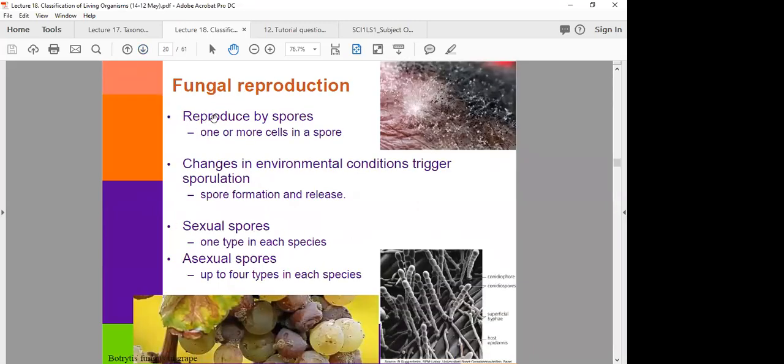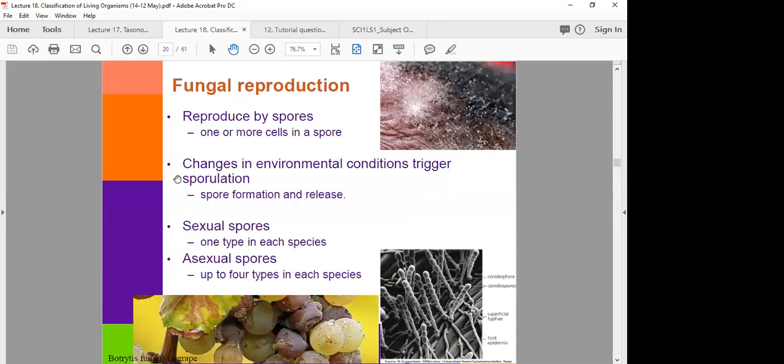Fungal reproduction. Fungi reproduce by making spores. And within a spore, you can find one cell or several cells that will eventually germinate. That is, those cells will start elongating when the spore germinates to produce fungal hyphae, if it's a filamentous type of fungus, that is.